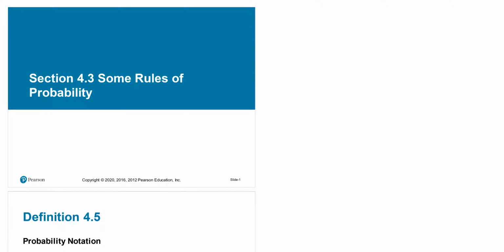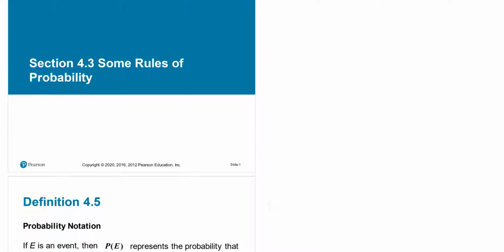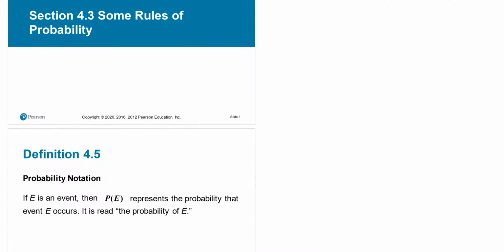Section 4.3, some rules of probability. What we do in this section is add more rules to the previous section that relate to probabilities, and we see how to apply them. First, we're going to introduce notation, which I did mention in the previous section: P of E. P of E represents the probability of event E occurring. So when we say find P of E, it means what's the probability that event E will occur. That's what P of E is.